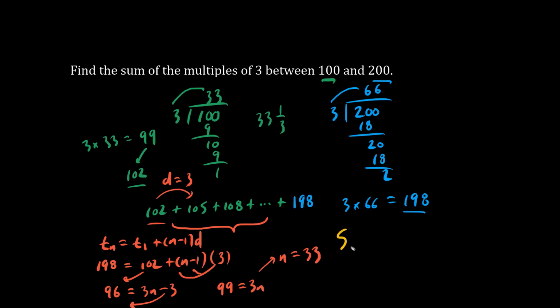We finally find the sum of 33 terms, which is n over 2, 33 over 2, (t1 plus tn). t1 is 102, and tn is 198. Using your calculator, the sum is 4950.